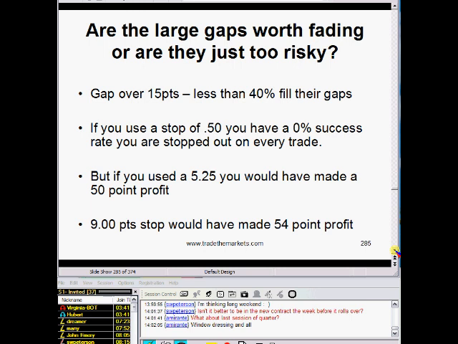All right. Are large gaps worth fading, or are they just too risky? Gaps over 15 points fill less than 40%. Okay? So we just pass on.